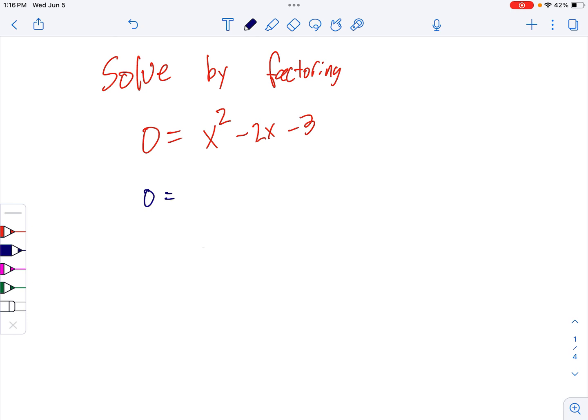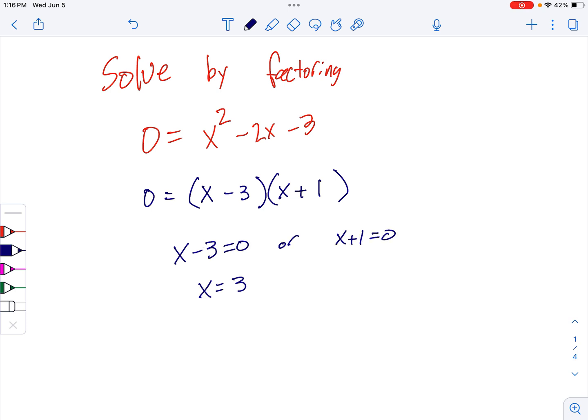So if we think through this, we want our final result to look like this. Those two numbers would be negative 3 and positive 1, because negative 3 times 1 is negative 3, and negative 3 plus 1 is negative 2. So to finish this problem out, you have something times something equals 0. So either x minus 3 is 0, or x plus 1 is 0. So x is 3, or x is negative 1.